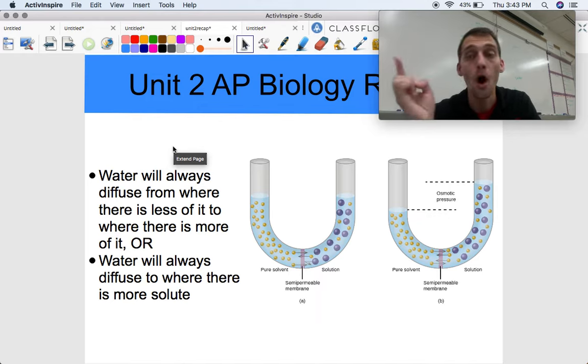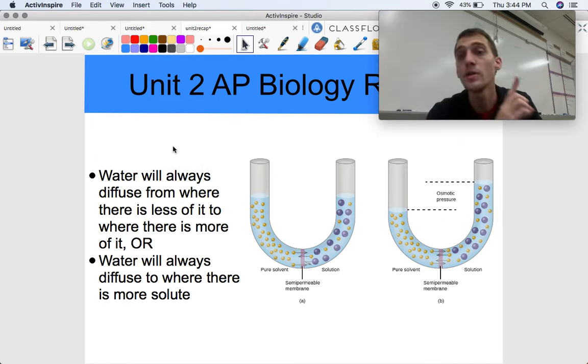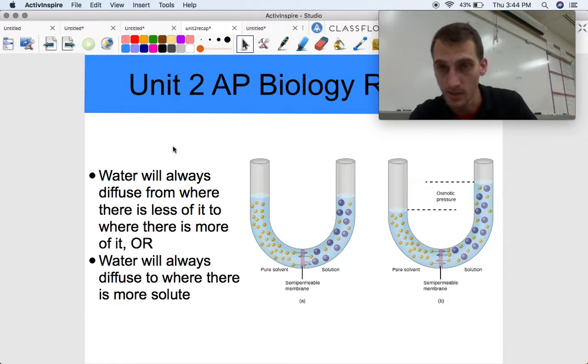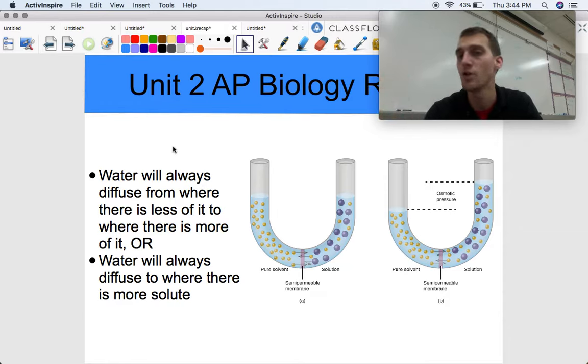The motion of water in osmosis is also controlled by how much solute there is. What's a solute? A solute is a solid that is dissolved in water. Water is a solvent. Sugar and salt are solutes that get dissolved in water. Sugar and salt, aka electrolytes, control where water diffuses as well, where osmosis occurs.